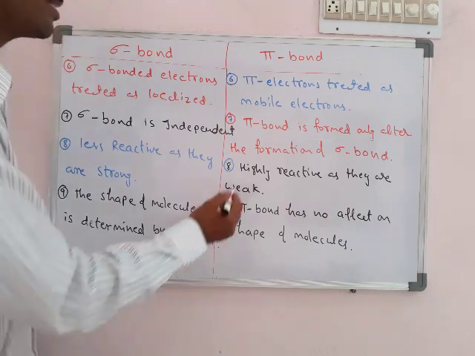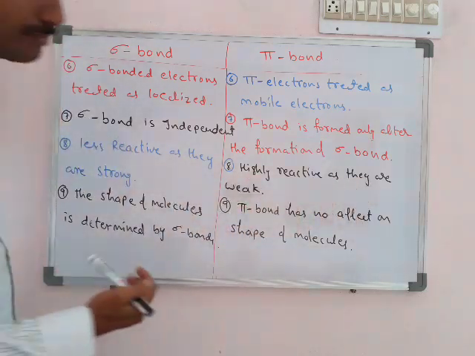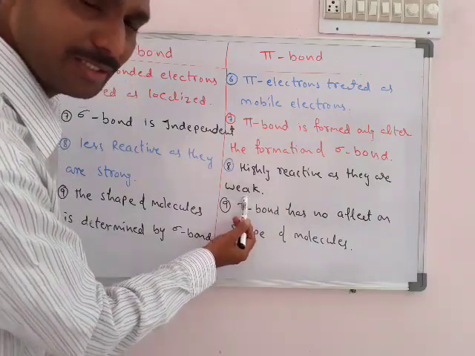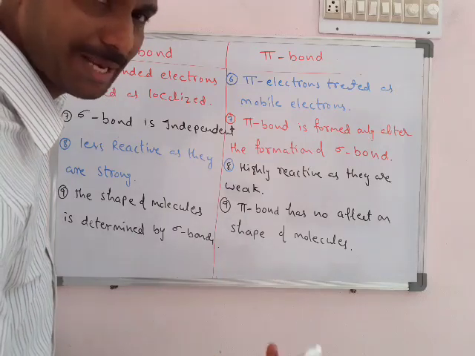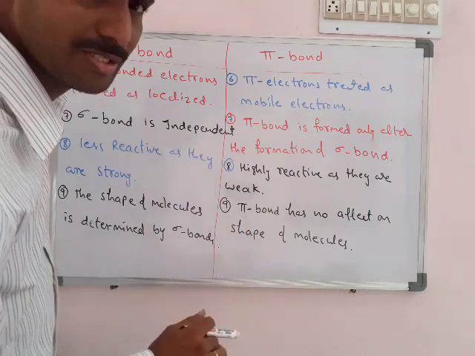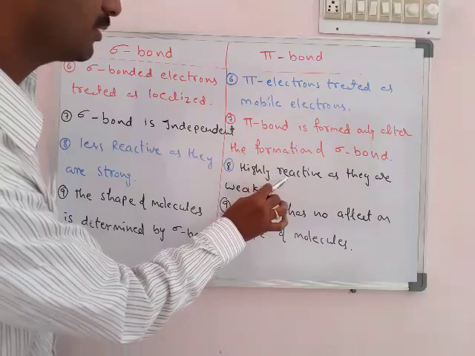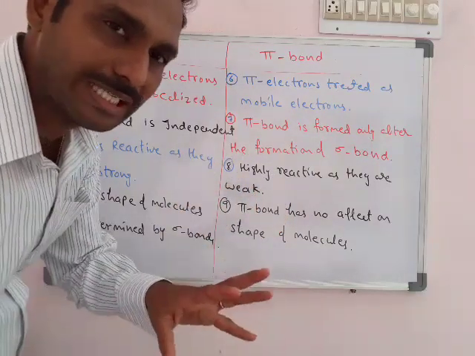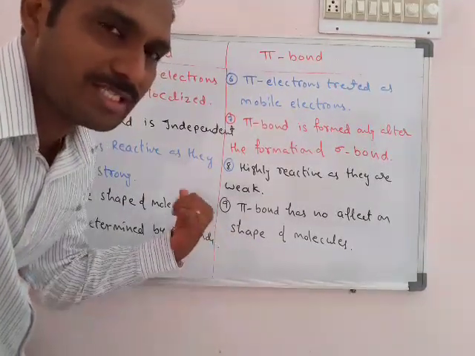Next, pi bonds are highly reactive as they are weak. With the help of some energy they easily break down, and after breakdown they participate in chemical reactions. That means chemical reactivity belongs to pi bond compounds. Compounds with a pi bond react more easily when compared to compounds which have only sigma bonds.